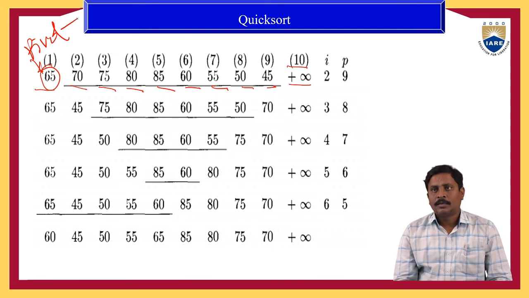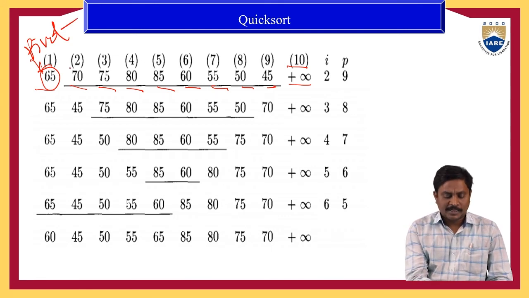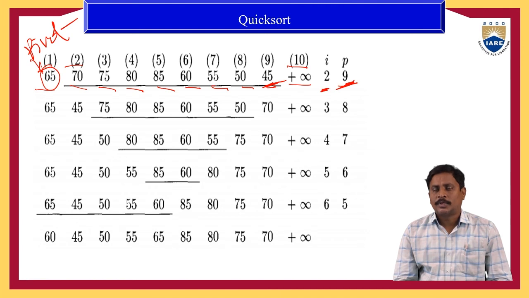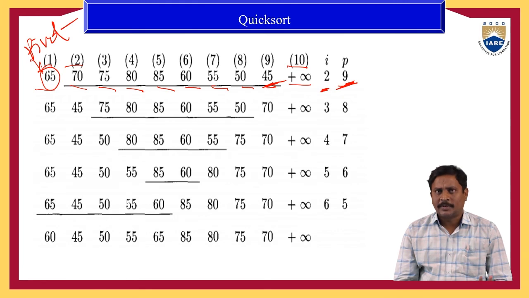That means here I value starts from second position, so we'll take I equal to 2, and the last position value is P. P value is 9. So in the algorithm we'll take I and P values. I means starting value, P means ending value, without the pivot element. The starting element is taken as the pivot element. Now I value increases and P value decreases.